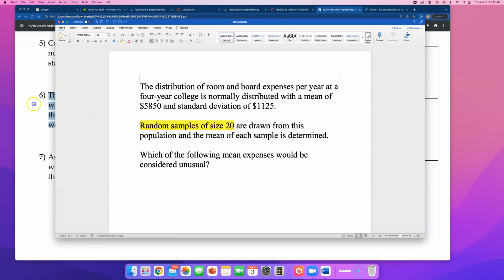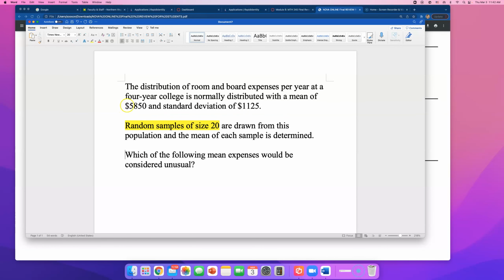So we're not looking at a normal distribution with a mean of 5850 and a standard deviation of 1125. We're looking at the sampling distribution with sample size 20. Here you need to remember a formula. The mean is the same, still 5850. But the standard deviation is called the standard error, the standard deviation of the sampling distribution.